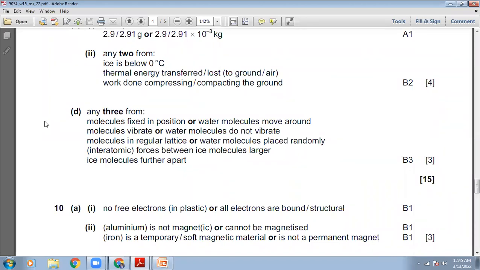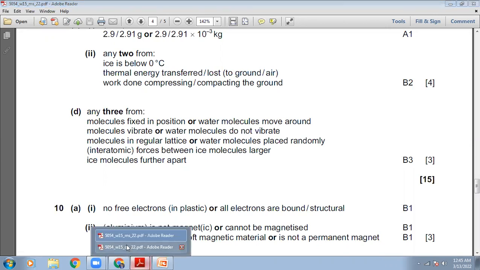He says any two forms. The ice is below 0 degrees centigrade, or the thermal energy transferred lost to the ground and air. Work done compressing or compacting the ground. Okay, so that's the marking scheme.